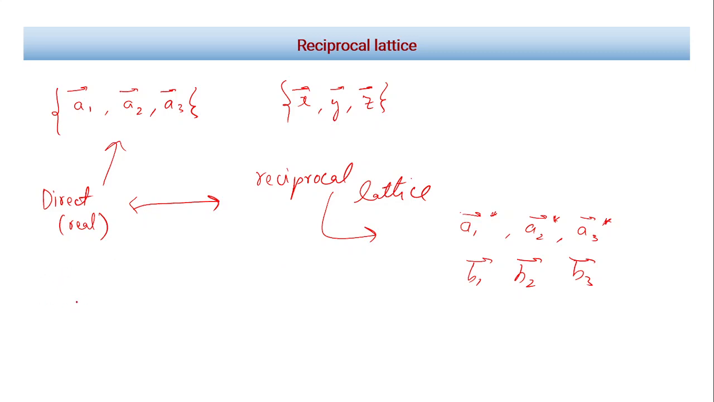So the relation is given as follows. Let's say the reciprocal lattice vector Ai star, its dot product with the real lattice vector Aj is equal to delta ij. If you are aware of this, then good. Otherwise, I'll explain this delta ij. What it means is, when i equals j, then delta ij is equal to 1. And when i is not equal to j, delta ij is 0.